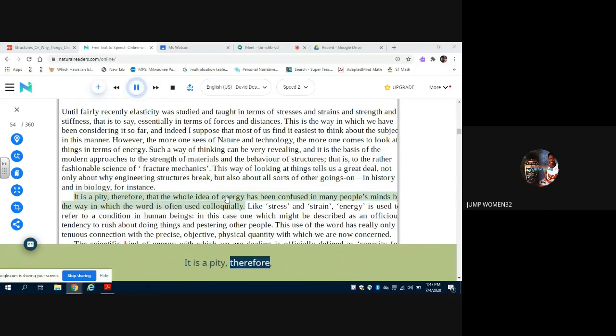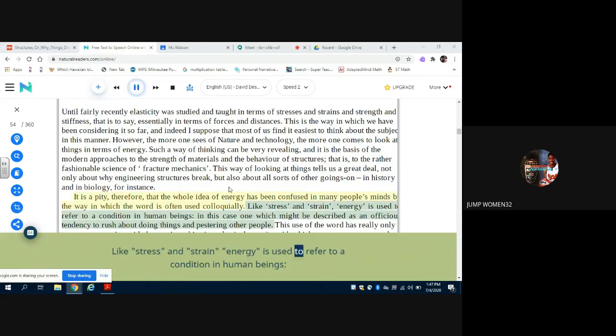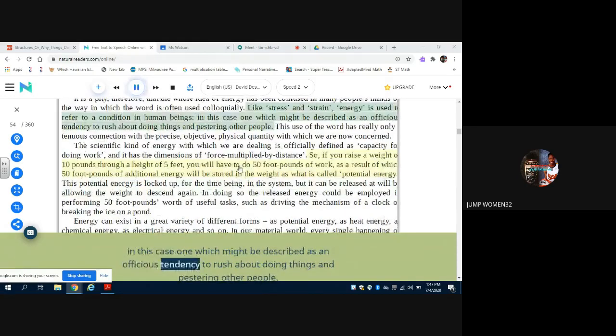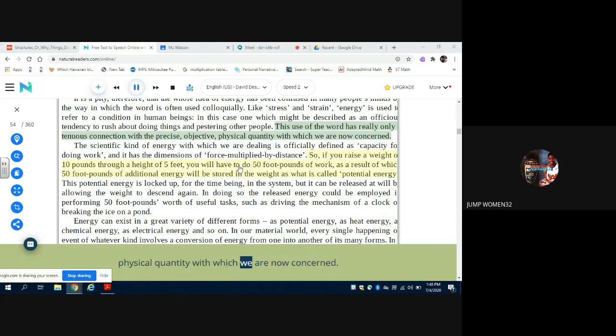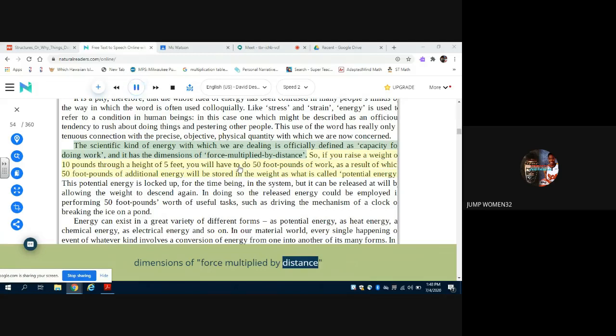It is a pity, therefore, that the whole idea of energy has been confused in many people's minds by the way in which the word is often used colloquially. Like stress and strain, energy is used to refer to a condition in human beings, in this case one which might be described as an officious tendency to rush about doing things and pestering other people. This use of the word has really only a tenuous connection with the precise, objective, physical quantity with which we are now concerned. The scientific kind of energy with which we are dealing is officially defined as capacity for doing work, and it has the dimensions of force multiplied by distance.